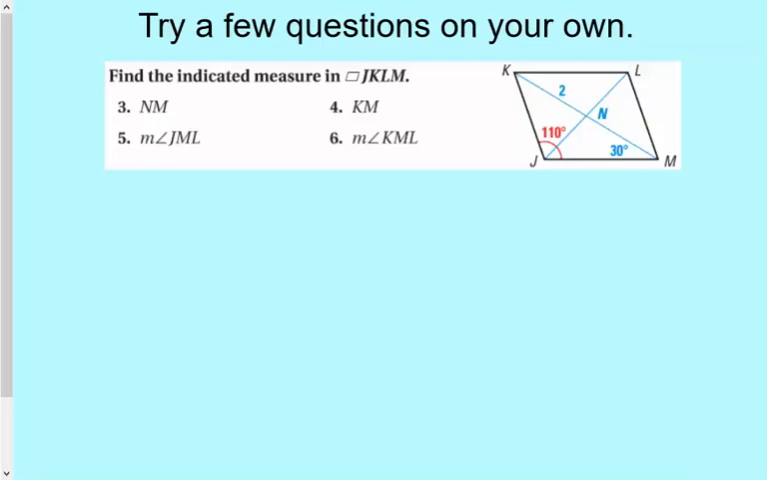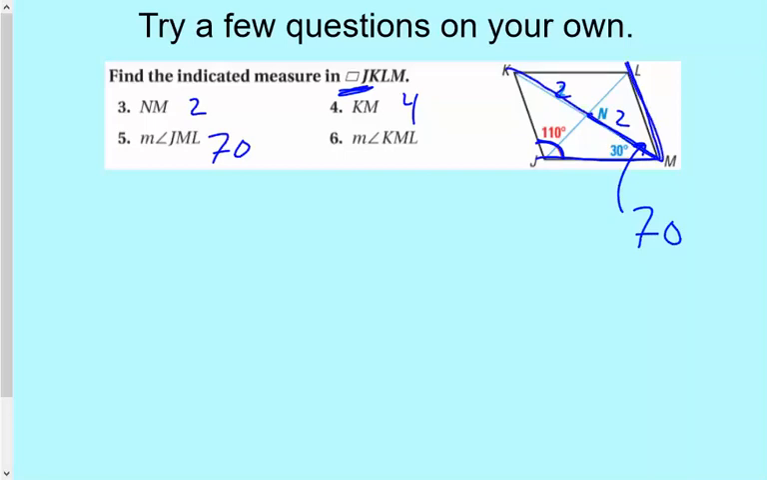And then here's a few questions that we can try, just to find some various measurements to apply the new properties. So the first one they want is NM. Okay, well, it's a parallelogram. I know that because it says it. So if KN is 2, NM is also 2. Then they want KM. Well, KM would just be 2 plus 2, which is 4. JML, that would be that angle there. If this is 110, this angle has to be 70 because they have to be supplementary. And then KML. So find this angle KLM quite easily because I didn't see this 30 here. So that has to be 40. Oops, sorry about that.